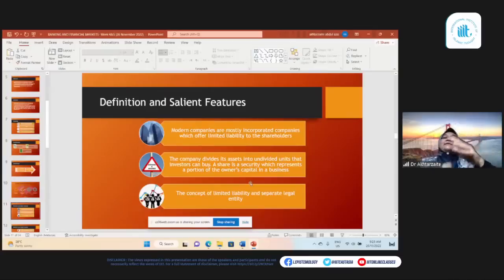So the company then divides its asset or its capital into undivided units that investors can buy. So these units must be of equal value. If it is 1 ringgit per share, all the shares within that company will be the same value. It cannot be that one unit is 1 ringgit and another unit is 1 ringgit and 20 cents. At the issuance level, all units will always be of equal value. So it is divided into units that investors can buy.